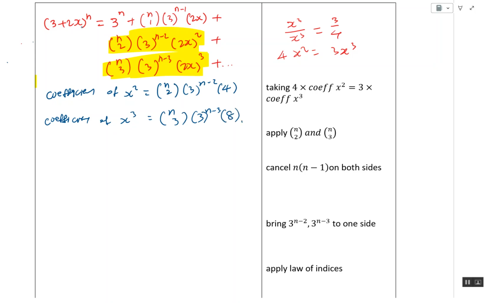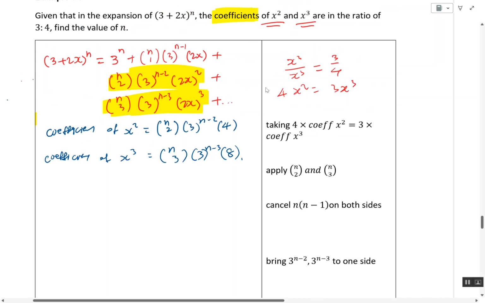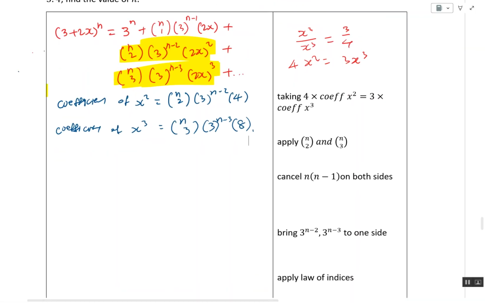So I'll put 8. Now is where I apply the ratio given to me, because I can equate it like that, where 4 times the coefficient of x squared will equal 3 times the coefficient of x cubed. So now I'm going to add in the 4 and the 3. So 4 times n choose 2 times 3 to the power n minus 2. We have 4 here, so 4 times 4, let's simplify it and write it as 16 in front. Equals 3 times my x cubed term, so 3 times 8, 24. Again, I'll put it as 24. This is what we have now.